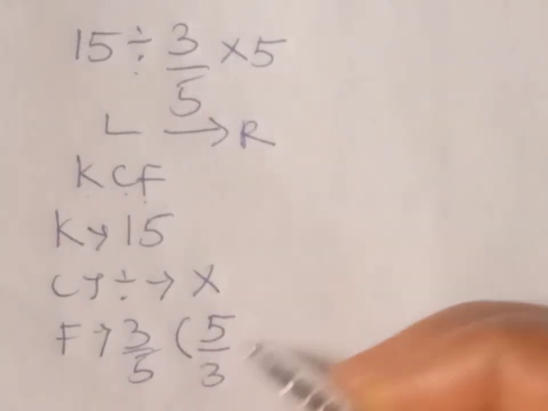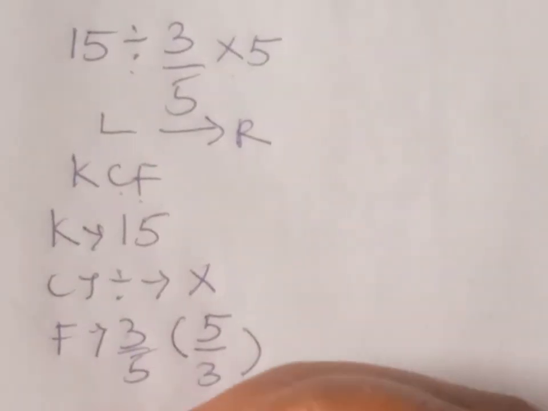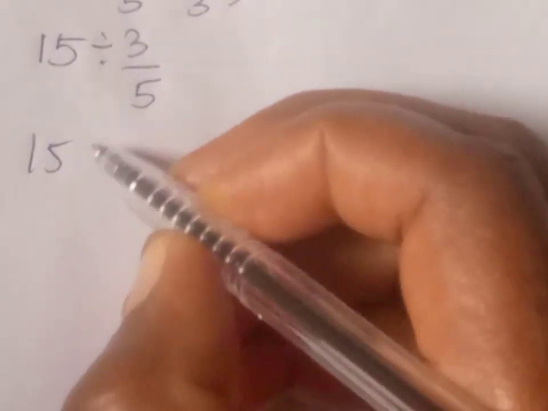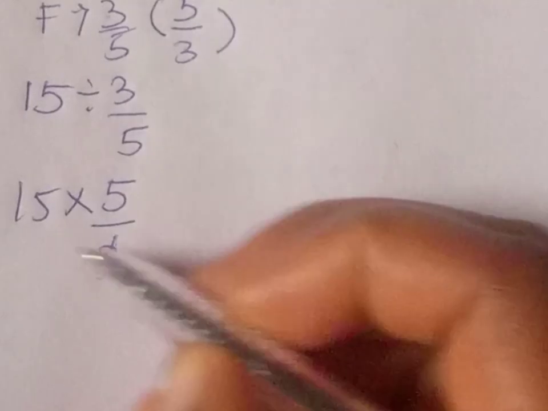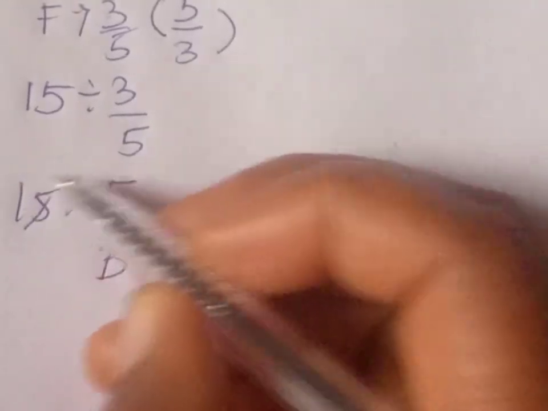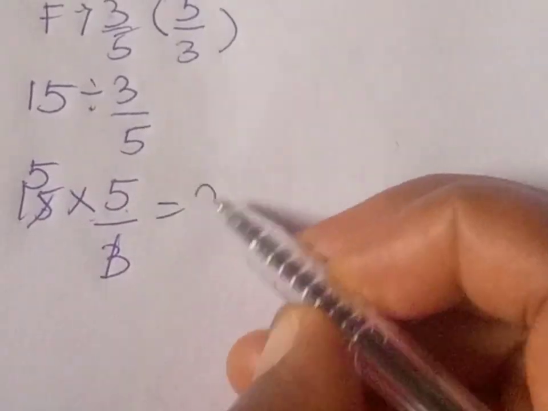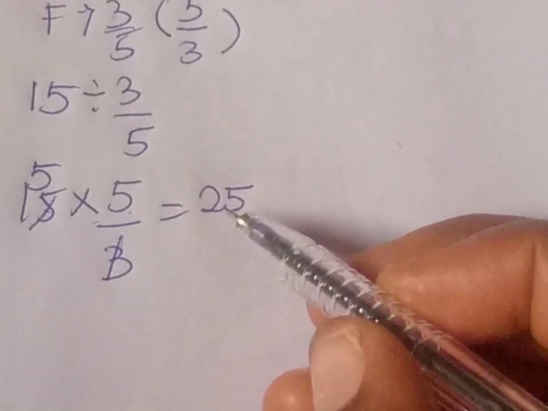5 over 3. Now let's rewrite the first part of our question. The first part of our question says 15 divided by 3 over 5. So by the time we write this using the KCF rule, we are going to be having what? 15 multiplied by 5 over 3. Now 3 in 15 will give us what? 5. 5 multiplied by 5 will give us 25. So we solved the first part of the expression.